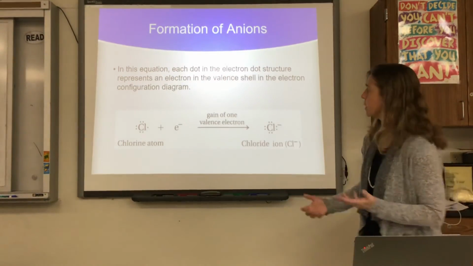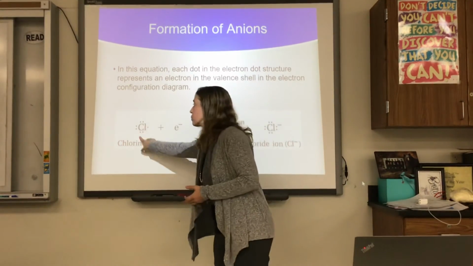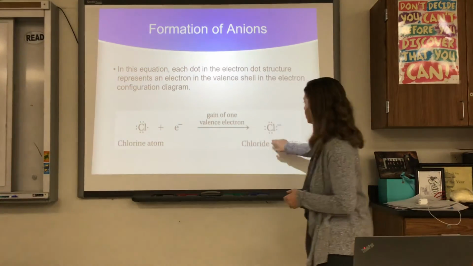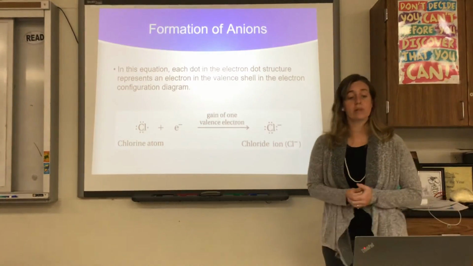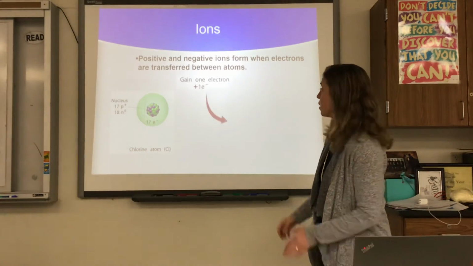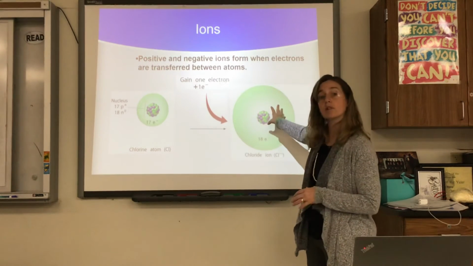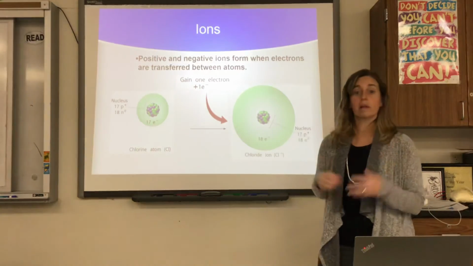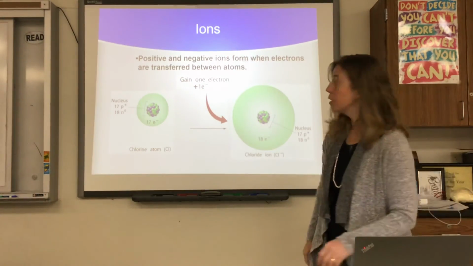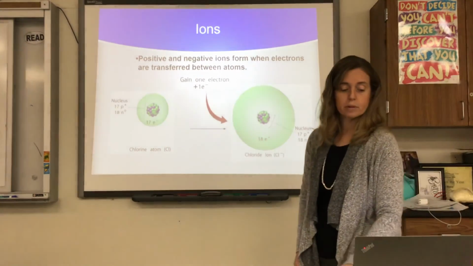Now here's what's happening when a nonmetal gains an electron. So see, you have chlorine, which has 7 valence electrons. It's going to gain that electron and now have 8 and become negatively charged, okay? Now, chlorine is smaller in size, but now it's going to gain that electron. Look how much larger it gets in size. That 1 electron makes a huge difference in the size of the chlorine atom, okay? So positive and negative ions form when electrons are transferred between atoms.